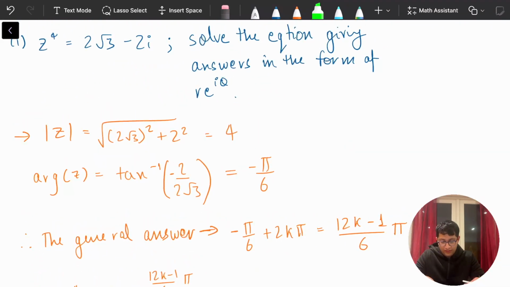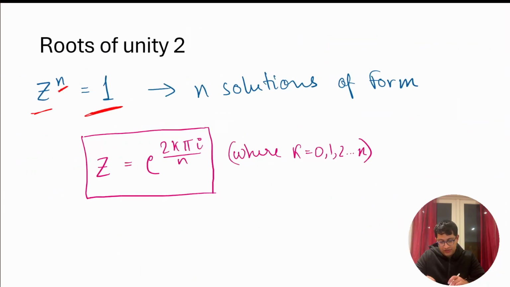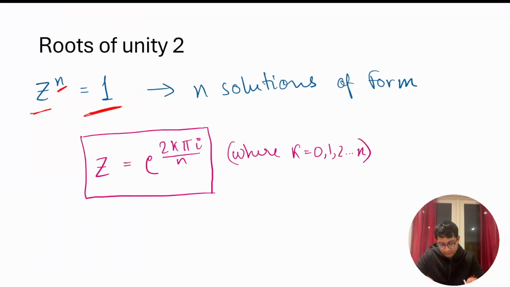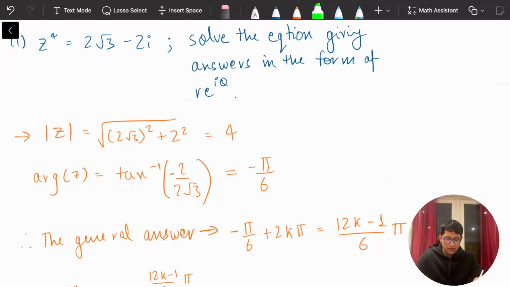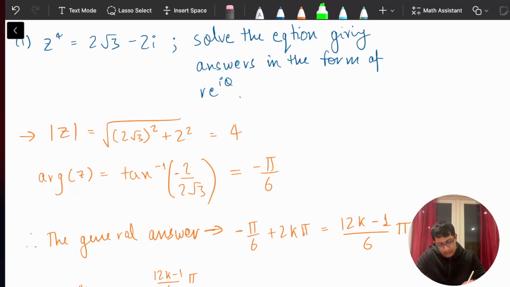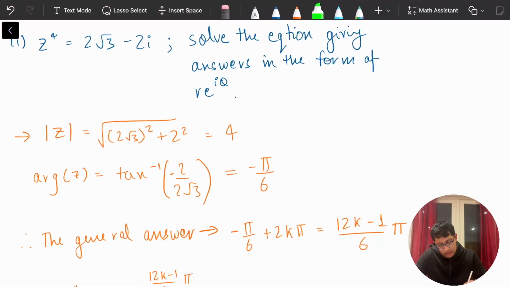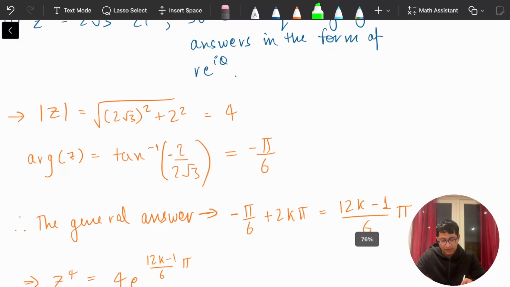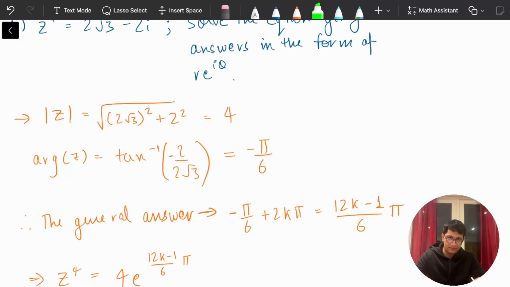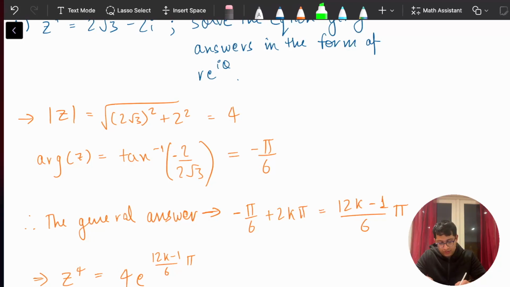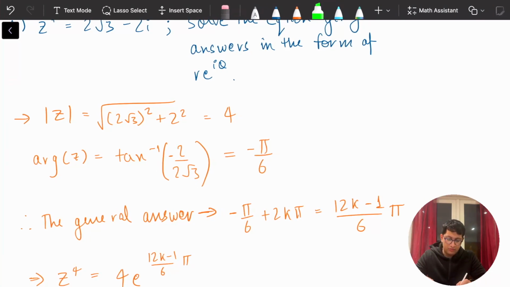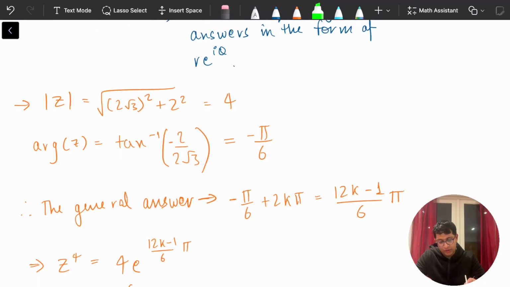So the general answer is going to be, like as we saw here, e to the 2k pi i over n. So the general answer is just going to be minus pi over 6, sorry, because that's the argument, plus 2k pi. I've just multiplied the numerator of this by 6, which is why it's 12k minus 1, taking the pi's common as well.